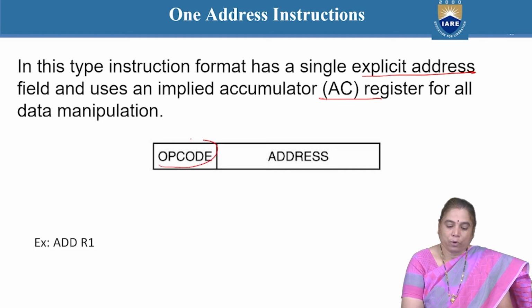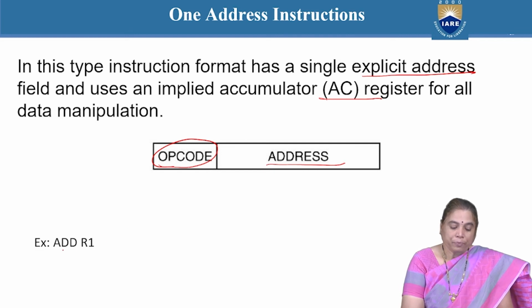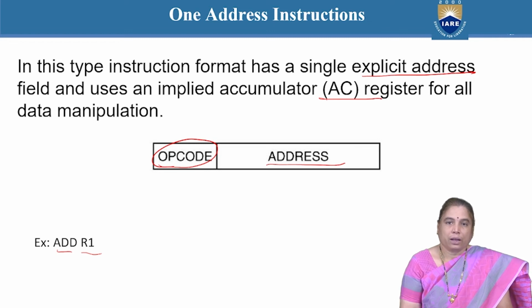So here the opcode is followed by the explicit address. For example, add R1. The value stored in register R1 is added to the accumulator and the result is stored in the accumulator. So for all data manipulation operations, the accumulator plays the major role.